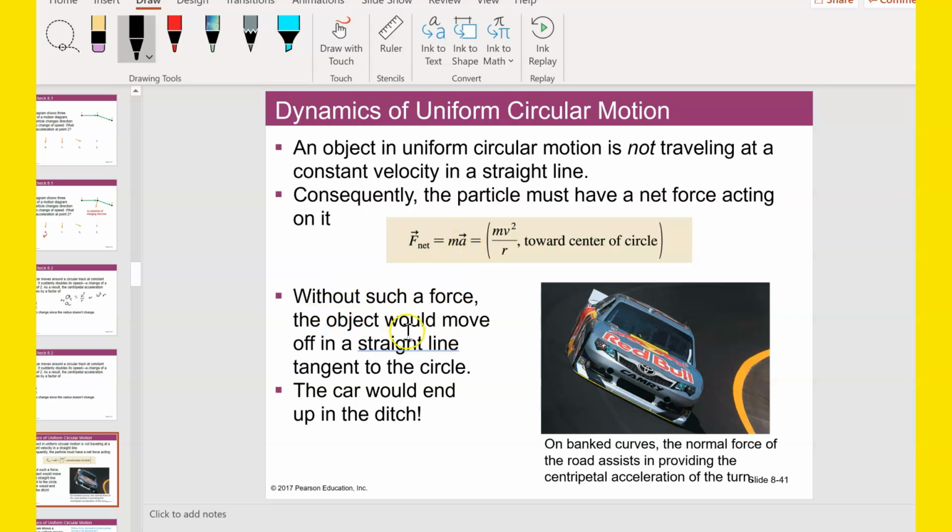Without such a force, the object would move off in a straight line tangent to the circle. The car would end up in the ditch. Alright, so in NASCAR, they bank these curves so that it increases the centripetal acceleration or centripetal force, so that it helps the cars not slide and go off in a straight line. It helps them to make that curve.